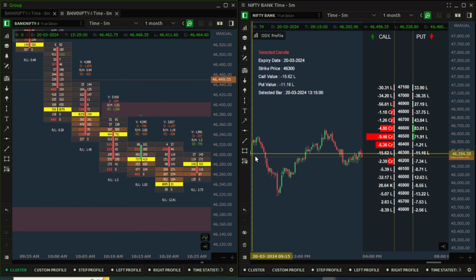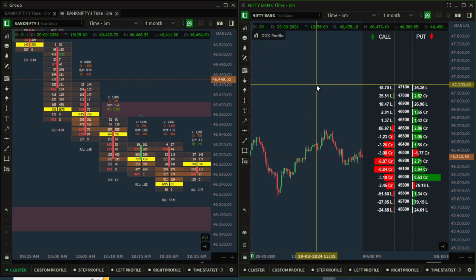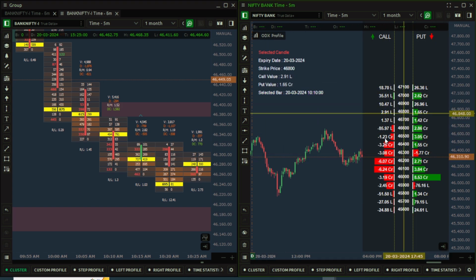But at the same time, we would like to check the ODX as well. So I'll click on the 10:10 candle. You can see it's 10:10, and this data also shows the bearishness. It doesn't show the reversal sign. You can see the calls. There's call writing happening, and at the same time, puts are being bought.